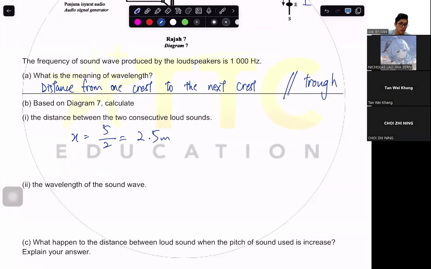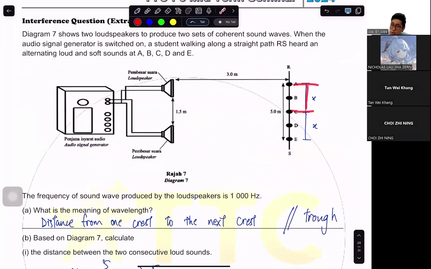Okay, all right. Calculate the wavelength. So the wavelength, we can use the formula. Interference will always have this formula, lambda equals to aX over D. I already showed you what is X: the distance between two loud sounds or the distance between two soft sounds. This is the a: the distance between the two sources. And then this is the D: distance from the source to where you are measuring.